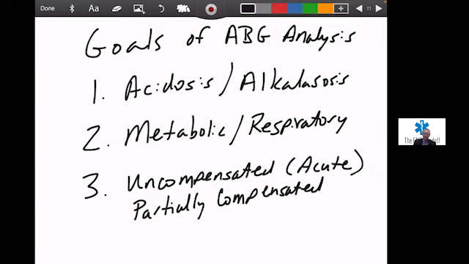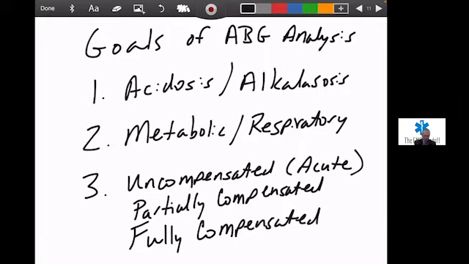Have we exhaled excess CO2? Have we held on to the CO2? Have we made more bicarb? And now we are fully compensated. So which one is it?